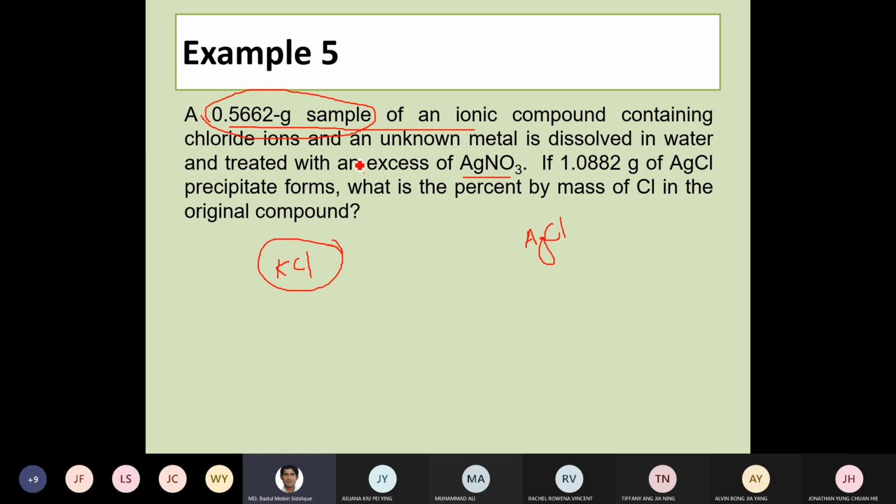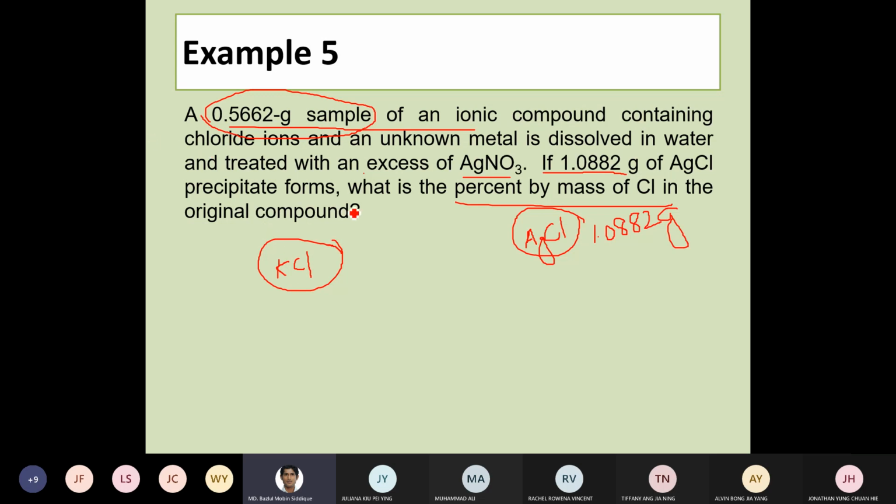The question is saying that if 1.0882 gram of silver chloride precipitate forms, right, of silver chloride was formed. What is the percentage by mass of chlorine in the original compound? Percentage by mass of chlorine in original.